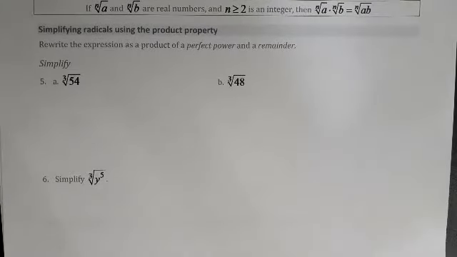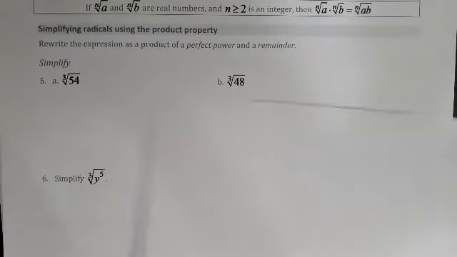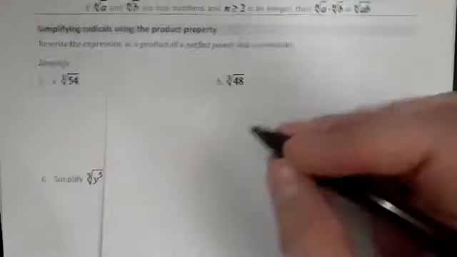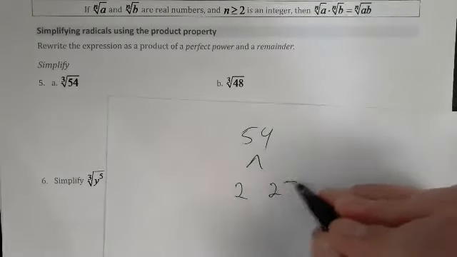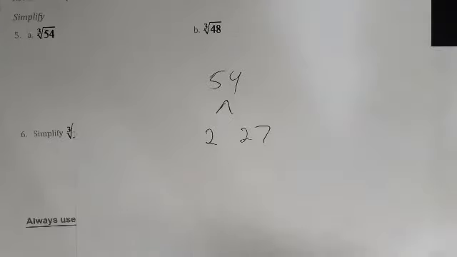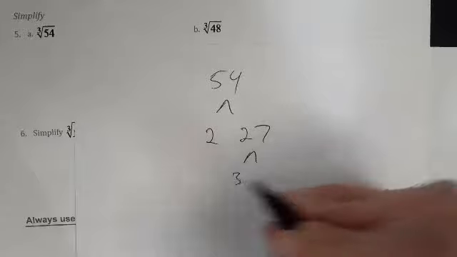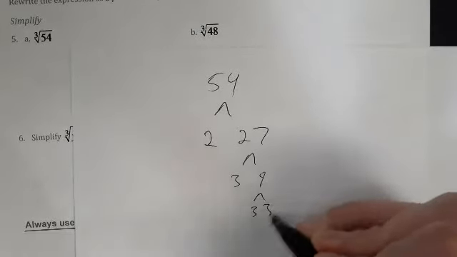Rewrite the expression as a product of a perfect power and a remainder. Okay, so now we're simplifying these things. They are probably not going to come out evenly, is what this is telling me. So if I look at 54, I want to split up 54, find its factors. I'm looking at 54. I'm looking at what, 2 and 27. 27 is like 3 and 9, and 3 and 3.